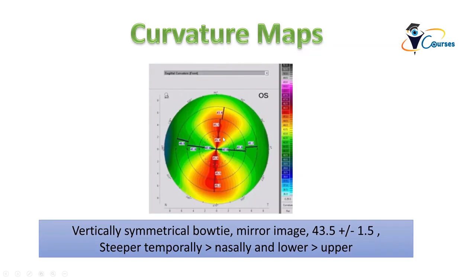The highest refractive power or steepest meridian will be between 43 to 44 diopters. It will be steeper more temporal. This is the temporal and this is the nasal. It will be steeper more temporal than nasal and more lower than upper. That's why keratoconus is an exaggeration of the normal. In keratoconus, there is steepening more temporal and more lower. So this is the normal curvature map.